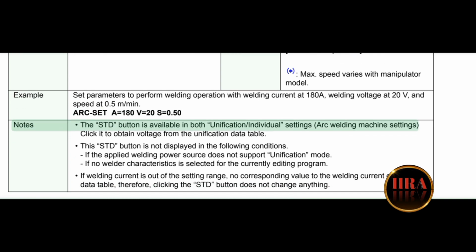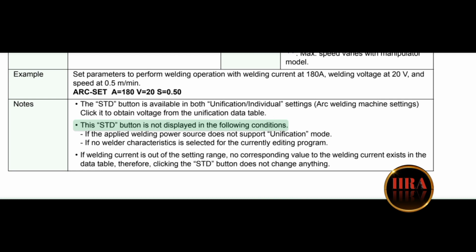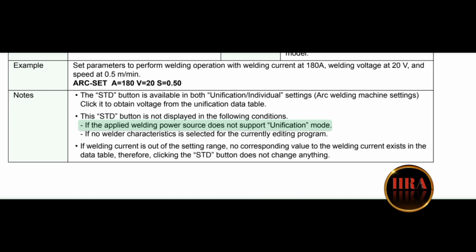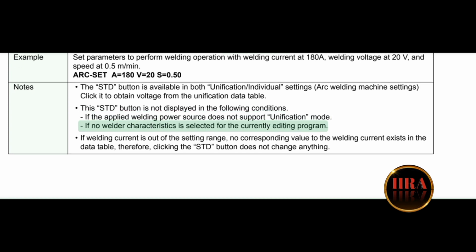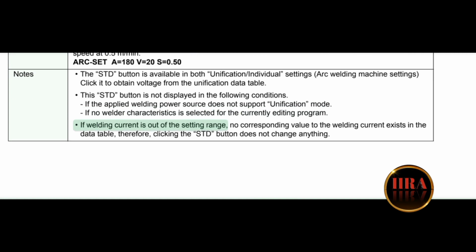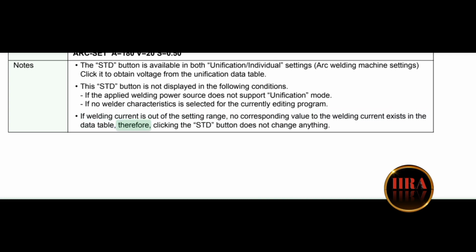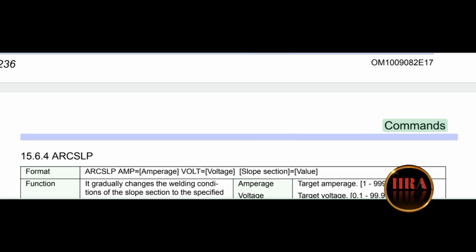Notes: the STD button is available in both unification and individual settings of arc welding machine settings. Click it to obtain voltage from the unification data table. This STD button is not displayed in the following conditions: if the applied welding power source does not support unification mode; if no welder characteristics is selected for the currently editing program. If welding current is out of the setting range, no corresponding value to the welding current exists in the data table, therefore clicking the STD button does not change anything. Commands.